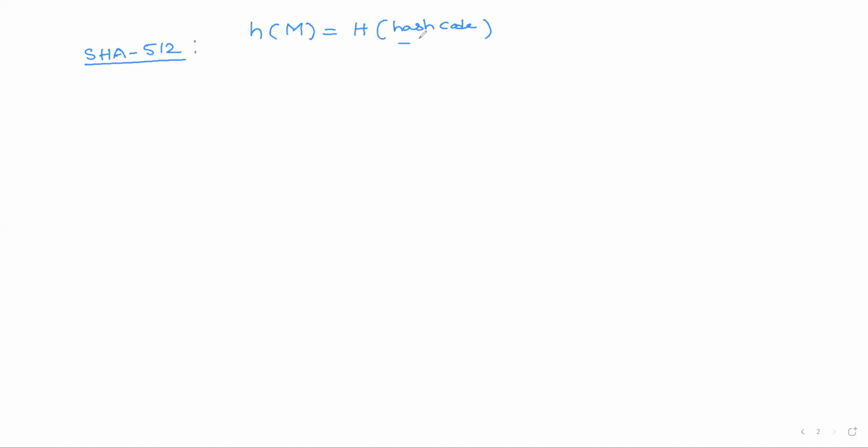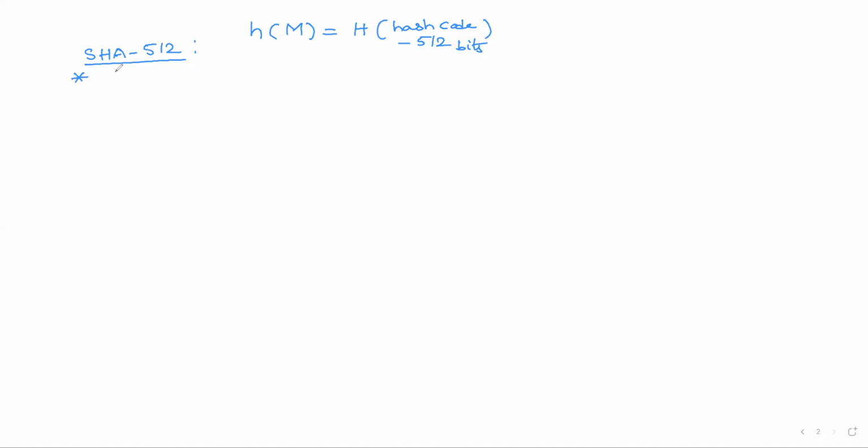What is the hash code size here? If it is SHA-512, the output of the algorithm is giving a hash code or message digest of 512 bits. It is of 512 bits. Okay. So now, what are the main steps that we need to concentrate on here?